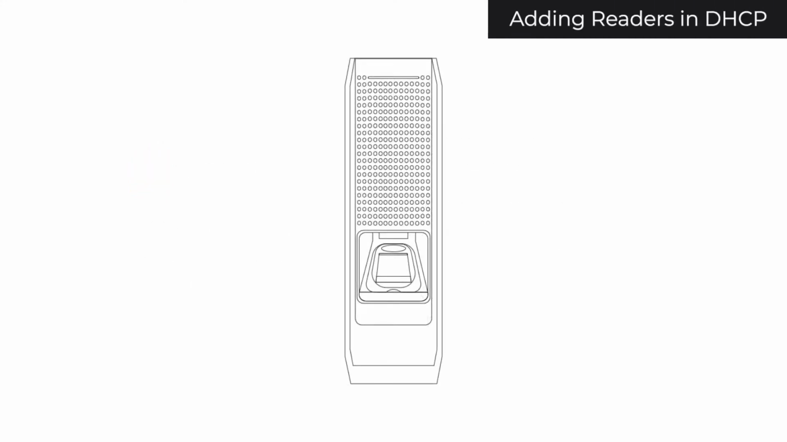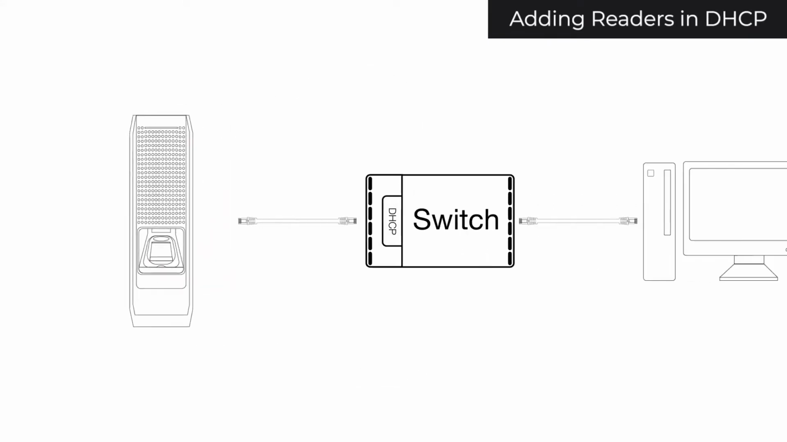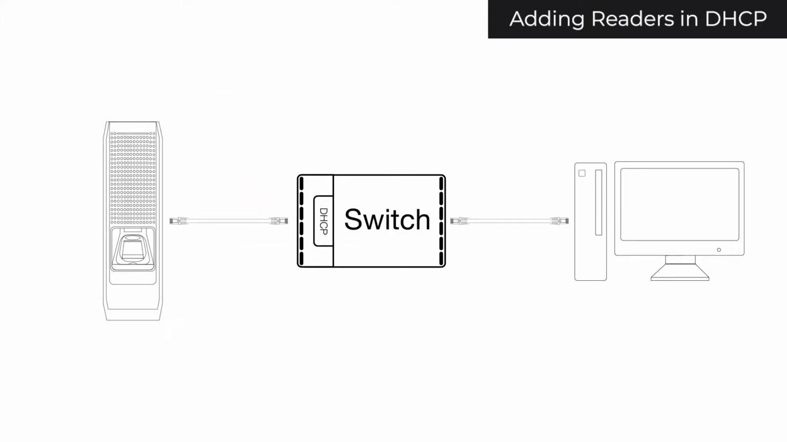All Suprema readers are in DHCP mode out of the box. If your server and device are connected to the same switch, have the same subnet settings which they receive from your switch, and there are no firewalls or antivirus software blocking your connection, your new device will show up in BioStar. Ensure that your devices and/or cables are not malfunctioning.